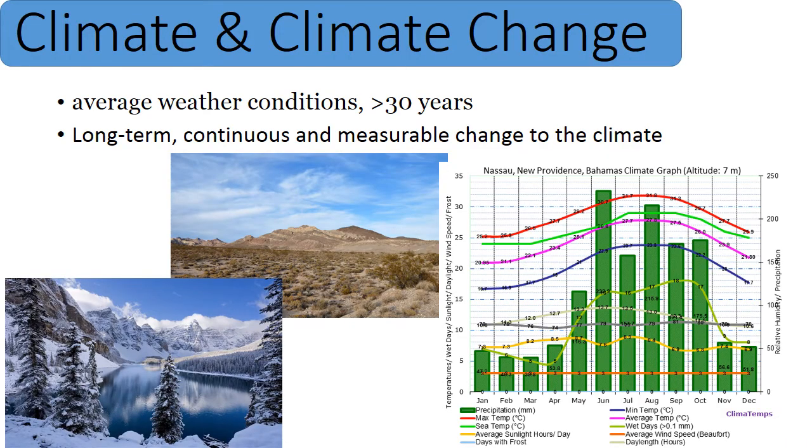All right, so let's talk about climate and climate change. As you know, climate is the average weather conditions of a place for a period of at least 30 years. Anything less than 30 years and you are talking about the weather. A good way to remember the difference between climate and weather is that climate is what you expect because it is the average weather conditions, but weather is what you get.